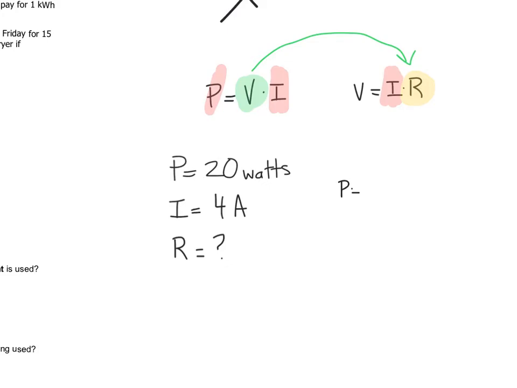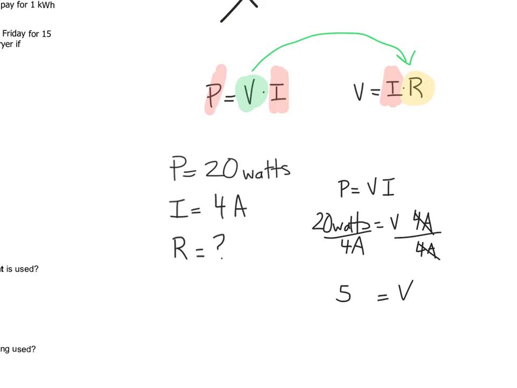I'm going to rewrite my formula, P is equal to VI, and plug in my values. So this is 20 watts equals volts times 4 amps. In order to isolate that volts, I'm going to divide both sides by 4. This cancels out, leaving us with volts. 20 divided by 4 is 5, and we know that the unit of voltage is the volt.